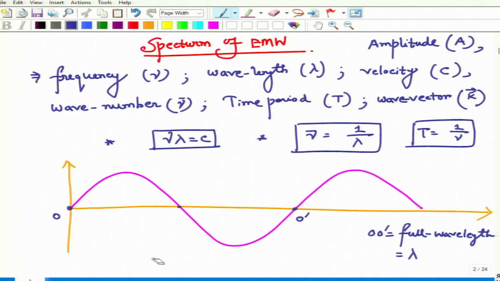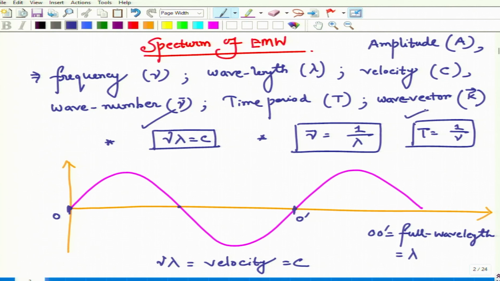So it is clear that if nu full waves are generated in 1 second, then the wave travels nu times lambda in 1 second, because one full wavelength is represented by lambda. In any 1 second it generated 10 full waves, so the length is 10 into lambda, that means nu into lambda. Here 10 is the frequency, represented by nu. So nu lambda is the distance covered by the wave in 1 second, which is essentially the velocity of the wave, equal to c. So nu lambda is equal to c.